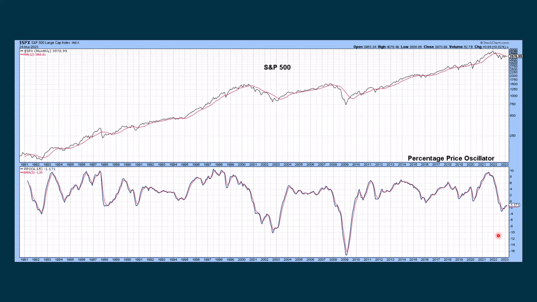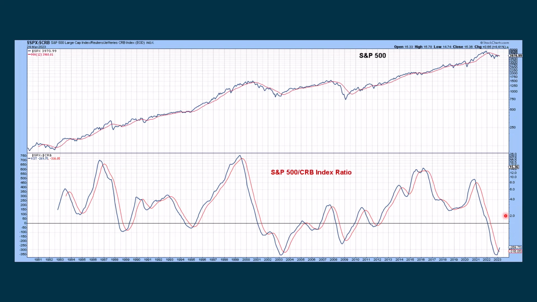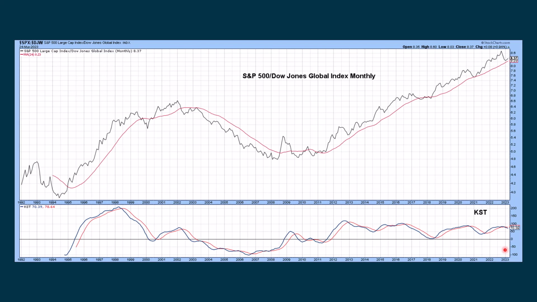Here's the S&P with the PPO in a very long-term chart, still looking fairly positive. And comparing the S&P 500 to the CRB, where the S&P had been underperforming and now it's starting to turn up as the CRB has been going down. Here's the S&P 500 to a global index on a monthly chart where the KST is still going negative. But if you look on top, we're still above this moving average. So there's a positive aspect and a negative aspect to this chart.